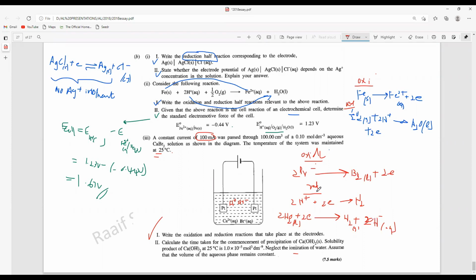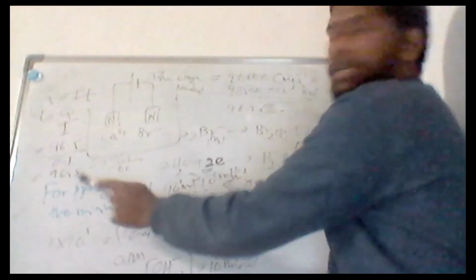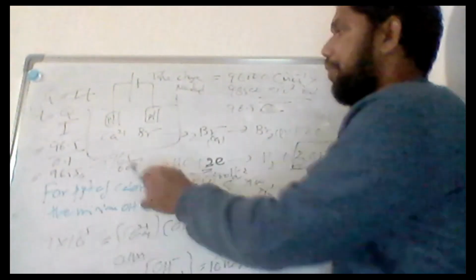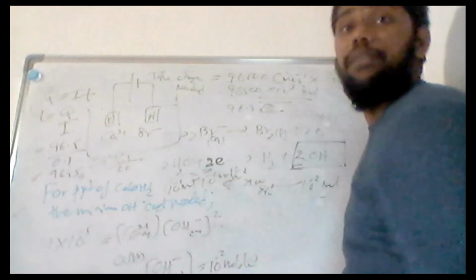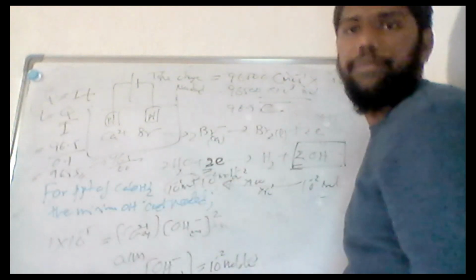Or you can divide this 965 by 60 seconds to give the answer in minutes. So 965 seconds, or you divide it by 60 seconds to give that in minutes. So it will be very close to 16 minutes.